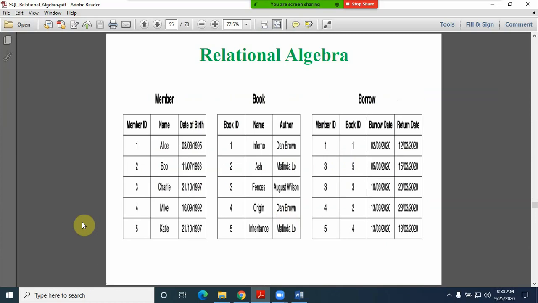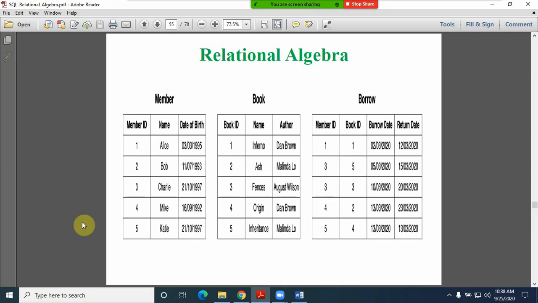Now have a look at what exactly the member, book, and borrow tables contain. The member table contains member ID, name of the member, and date of birth of that member. And the book table contains book ID, name, and author. Okay, book ID, name, and author.